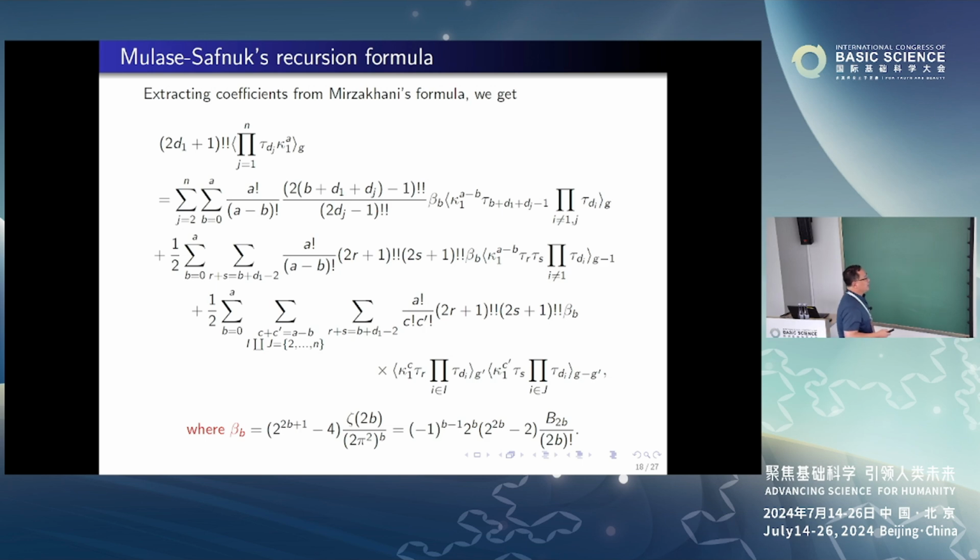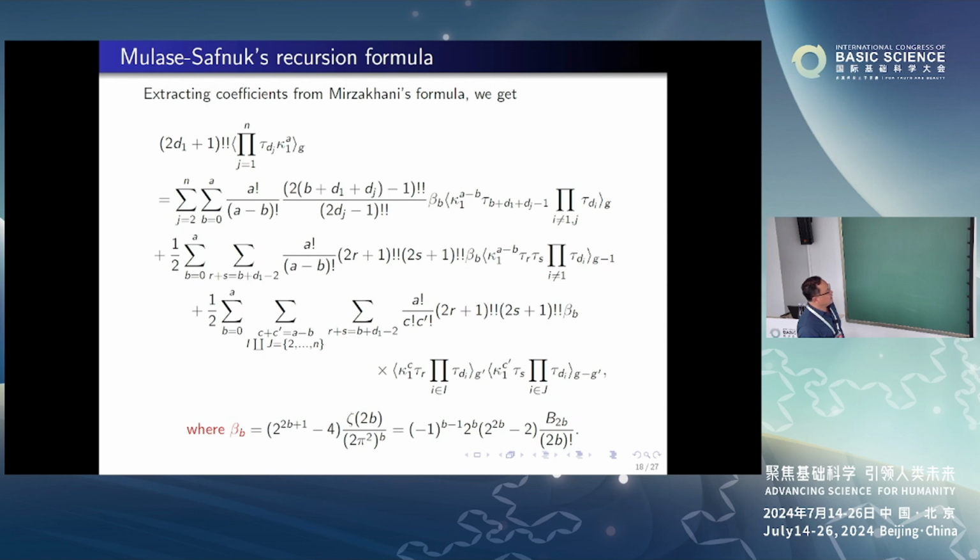Mulase and Safnuk derived a recursion formula from Mirzakhani's formula, and derived the following formula. They considered up to double factorial (2d_1 plus 1), tau_{d_j} and kappa_1 to the a over g. So here you see from the DVV formula, there's an actual kappa_1 to the power a, the integer a.